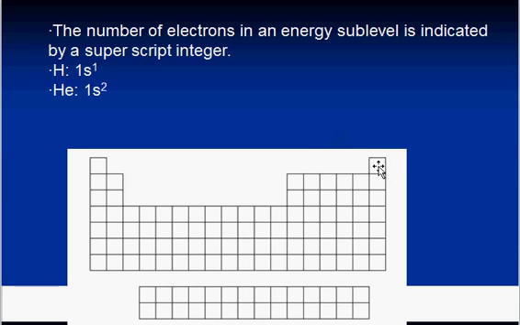When we go to helium, we're in the first row still. We're in this first energy level. We're still in the S block. So we just imagine that the helium is technically sitting here next to hydrogen. So our first energy level, still in the S block, but now we have 2 electrons. So that's what the superscript 2 indicates.